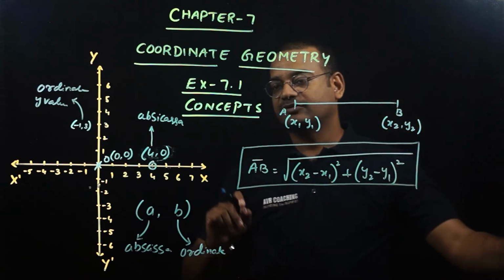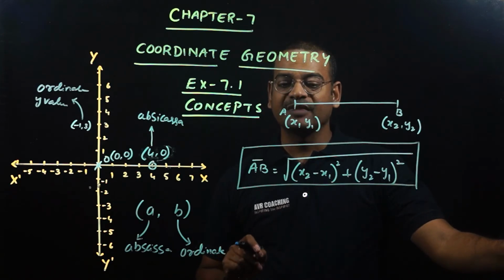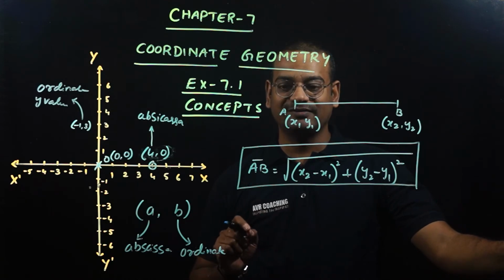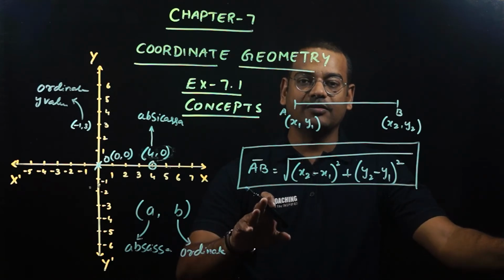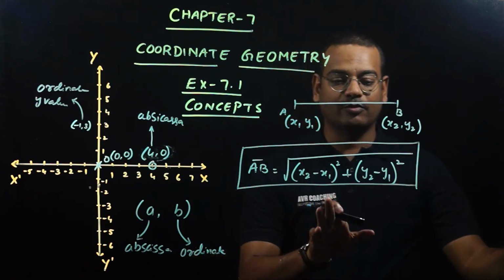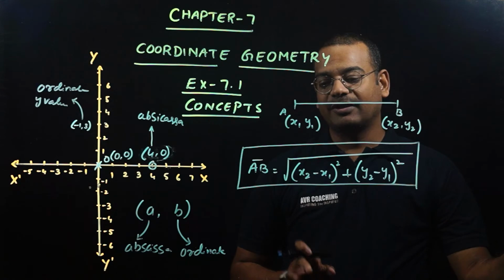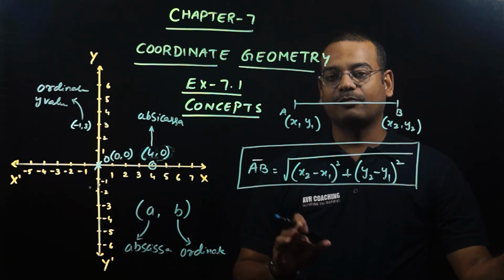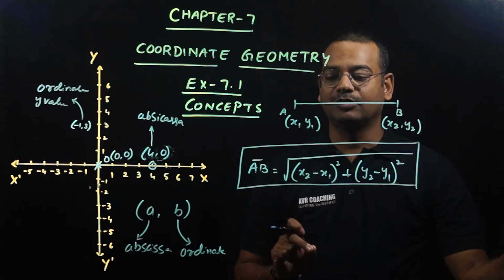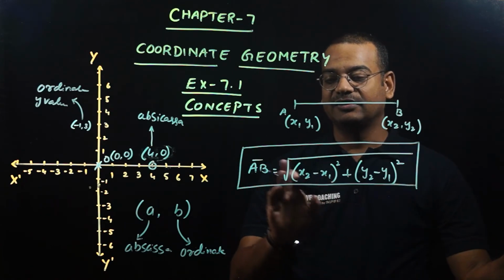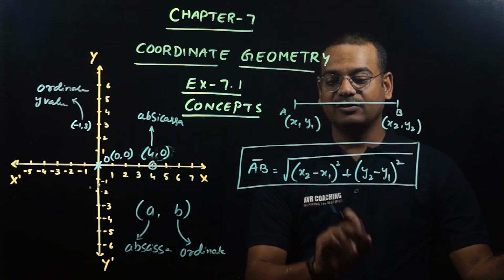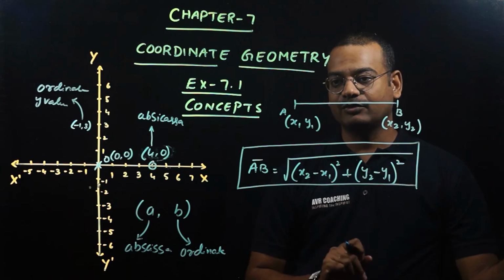This is the formula which we are going to use throughout the coordinate geometry chapter, specifically for exercise 7.1, but throughout all the 3 exercises, that is 7.1, 7.2 and 7.3, we are going to use this formula by default. If possible, write this formula at least 50 times so that it is printed in your brain. So don't mug up, write it down. The distance between 2 points A and B is given by root of x2 minus x1 whole square plus y2 minus y1 whole square.